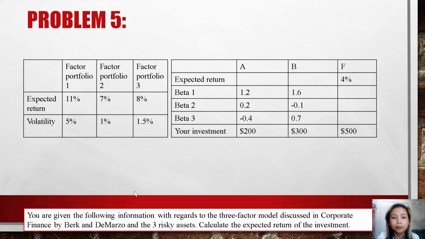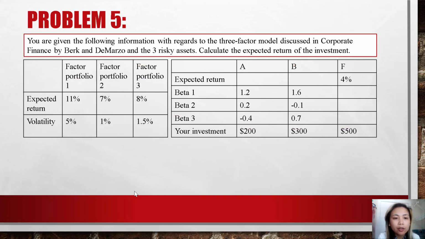Problem 5. You are given the following information with regard to the three-factor model discussed in corporate finance by Berk and DeMarzo and the three risky assets. Here we have the three risky assets, so we are going to use a multi-factor model. Calculate the expected return of the investment. Here we got three factors, 1, 2, 3, and we got three risky assets.